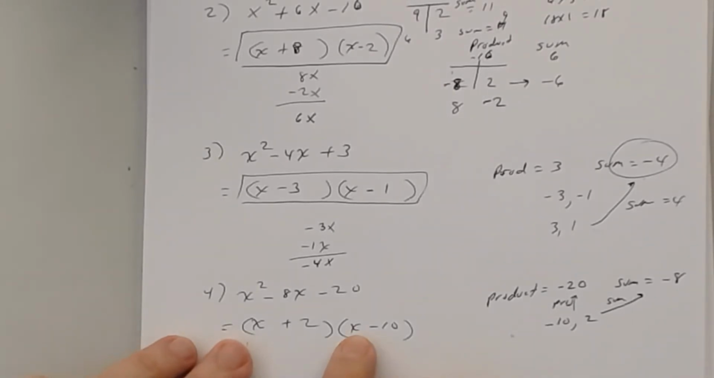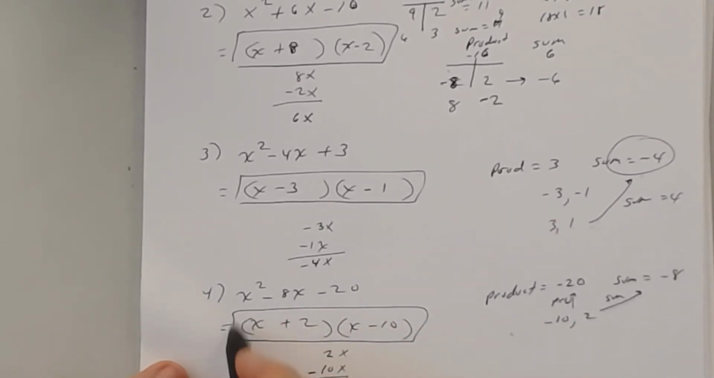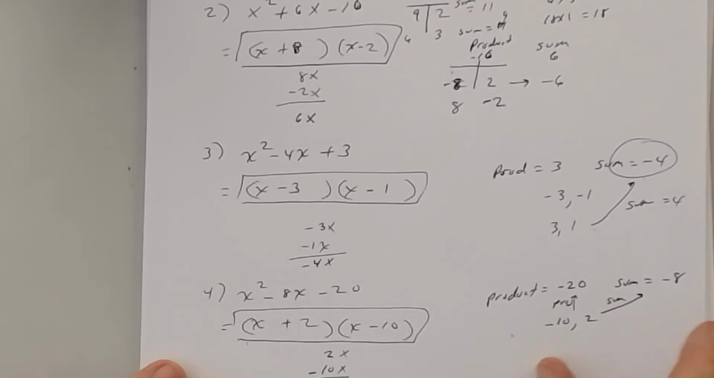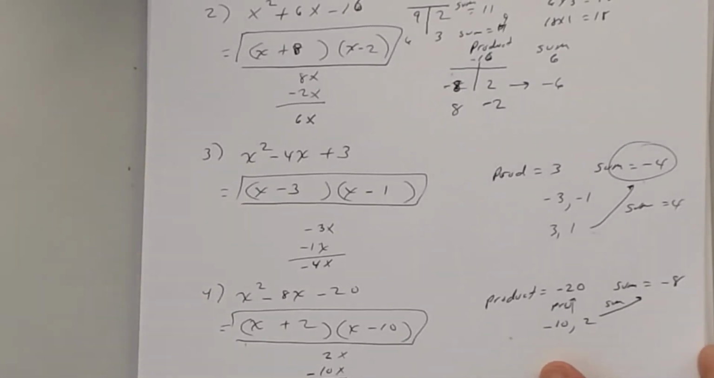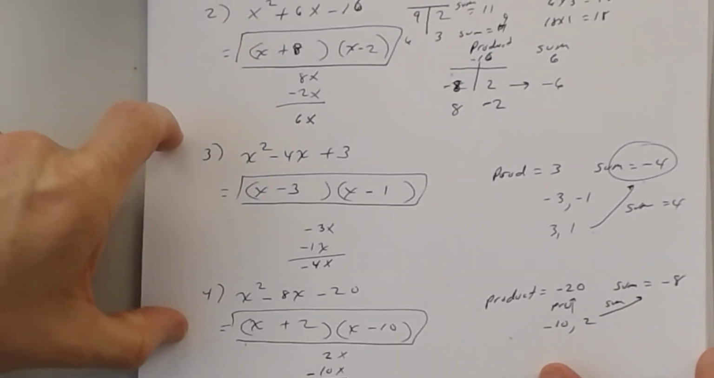X times x is what? X squared. Positive 2 times negative 10 is what? Negative 20. Okay, now let's do the outer and the inner. What's the outer? Negative 10x. What's the inner? 2x. When I add them up, the negative 10x and the positive 2x, what do I get? Negative 8x. Is that what you wanted? Yes. So there's your answer. All right. So doing that worksheet that was due tonight was supposed to help you with this idea.